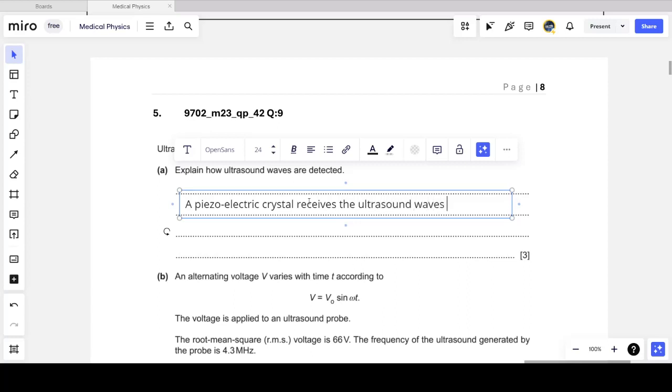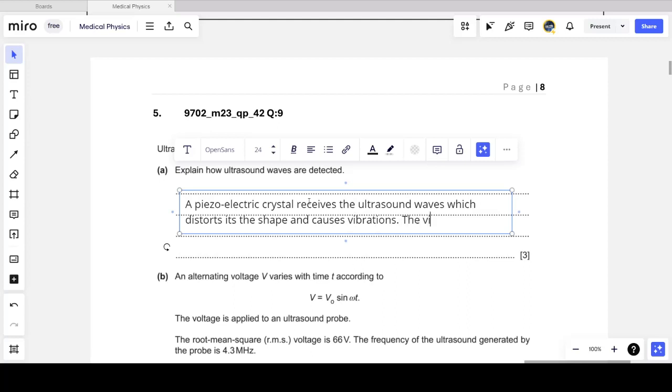And what does the reception of these waves do? Well, it distorts the shape of the crystal. It causes the crystal to vibrate. So you can say any one of those things. I'm simply going to say it distorts the shape of the crystal and causes vibration. So the crystal begins to vibrate.